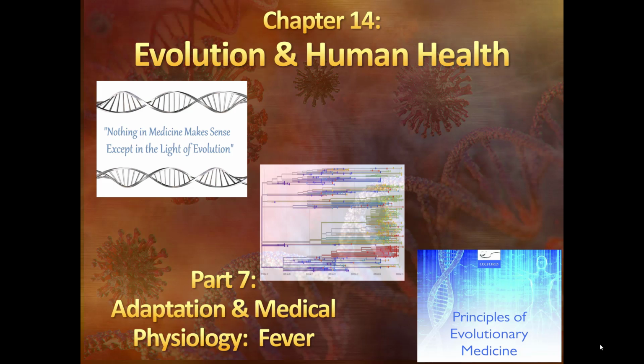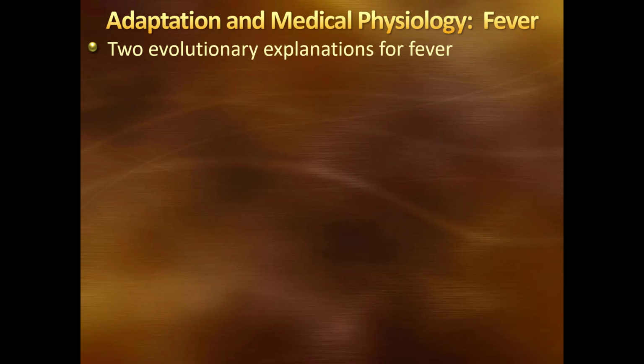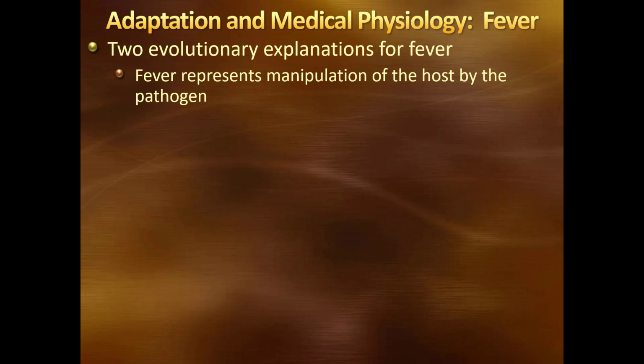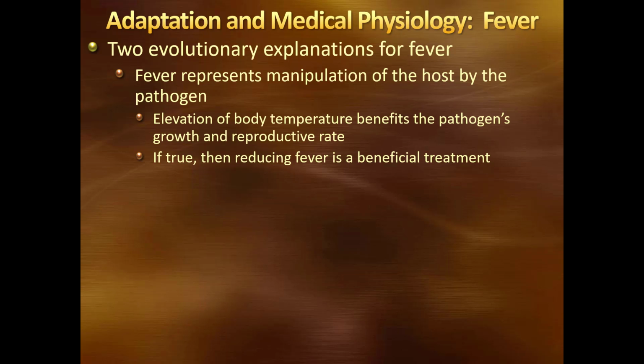Part 7 of Chapter 14 investigates the role of fever and the physiological and adaptive basis of fever. There are two evolutionary explanations for fever. One is that the fever represents a manipulation of the host by the pathogen. In this case, the pathogen is causing this increased temperature in the host in such a way that actually benefits the pathogen. So it's for the pathogen's benefit, not the host's benefit.